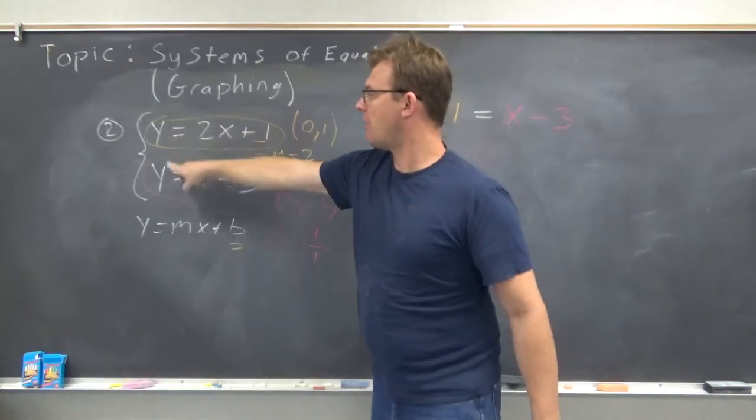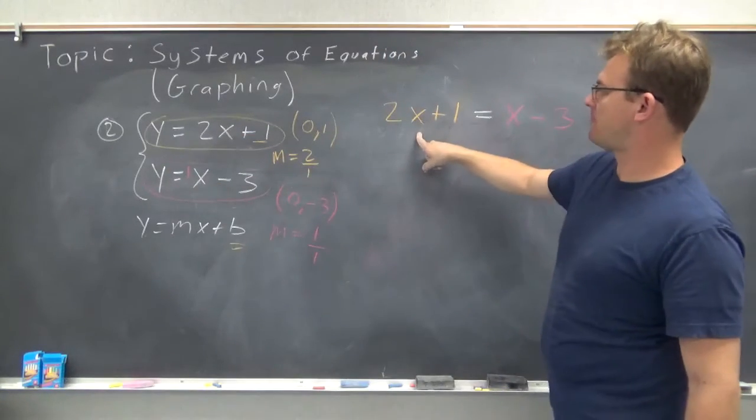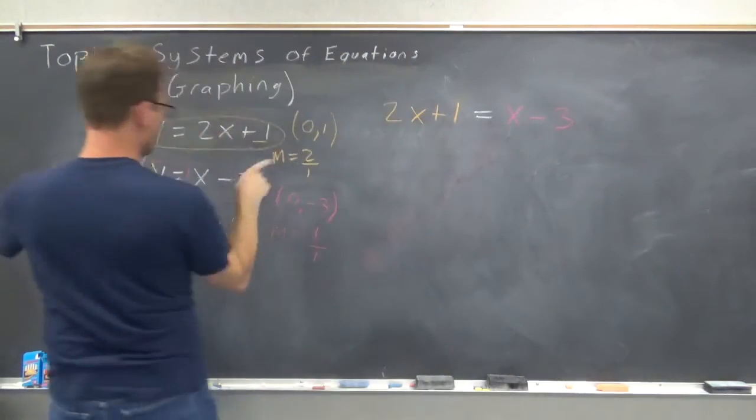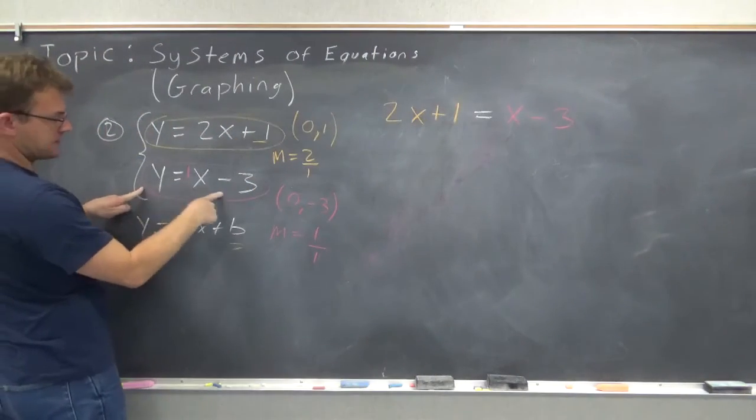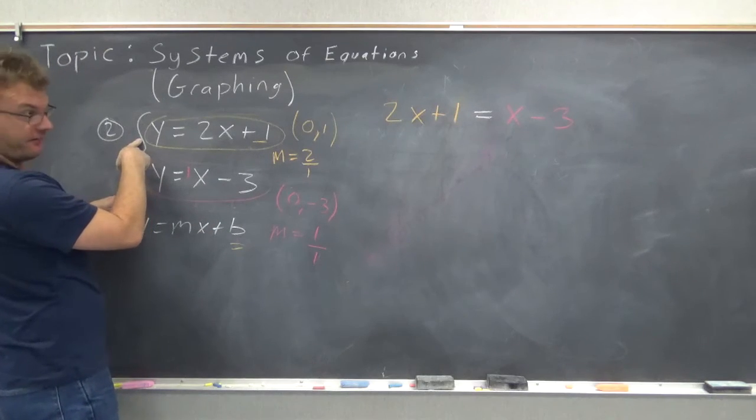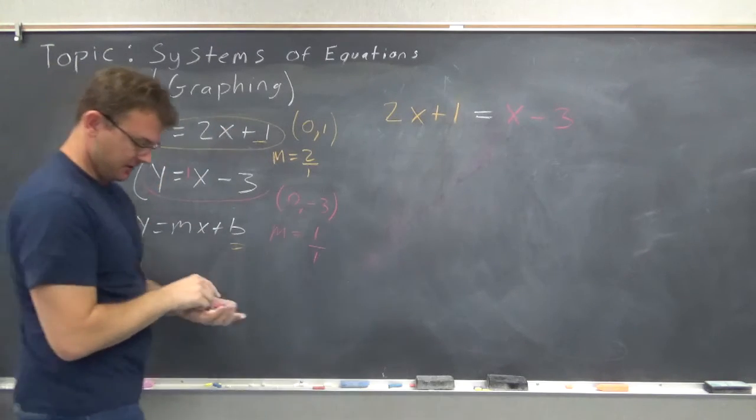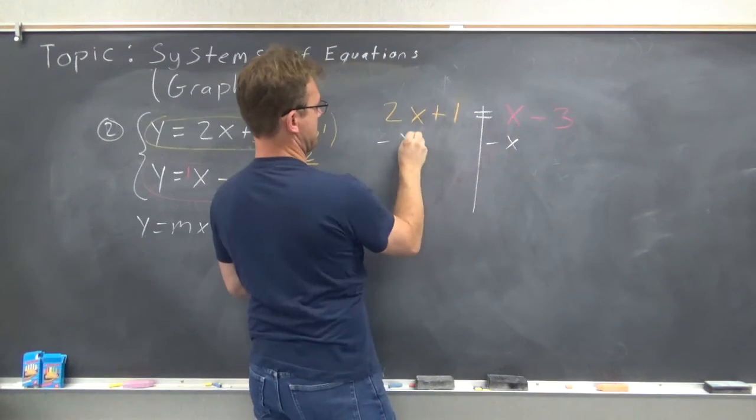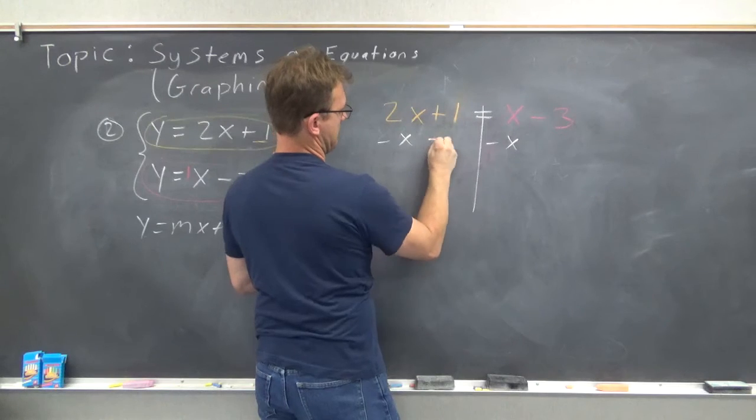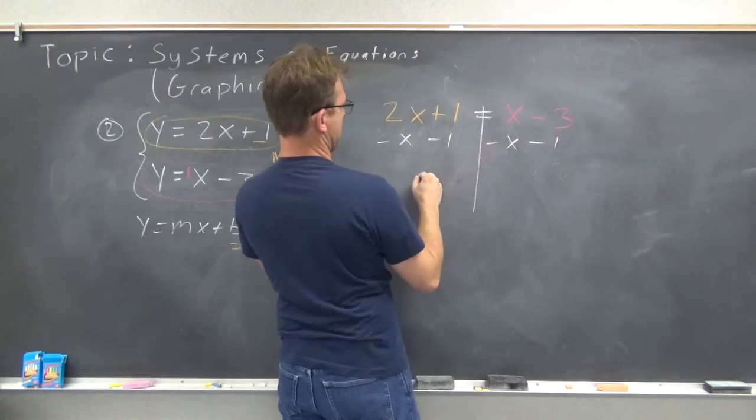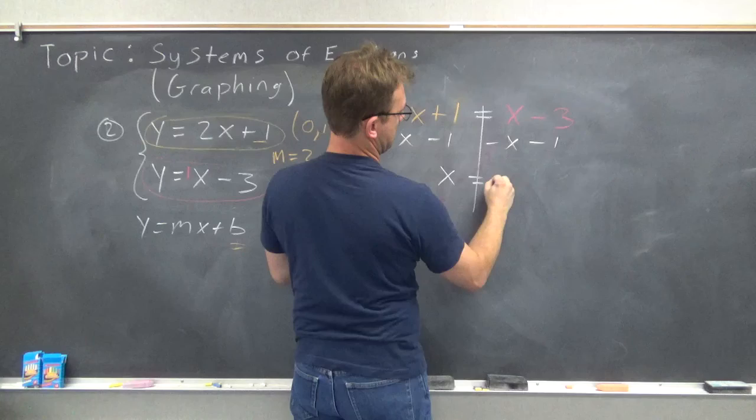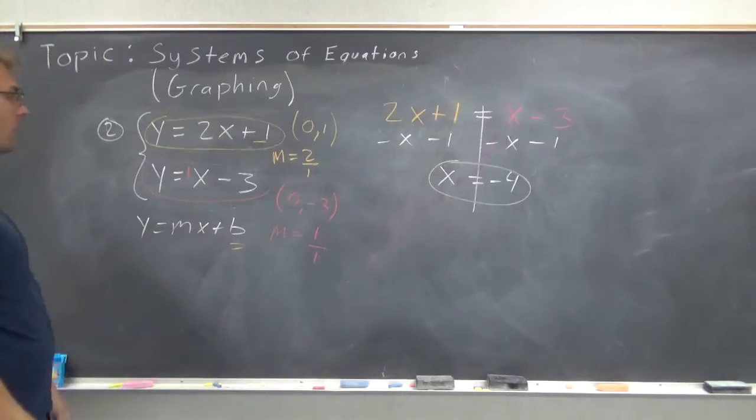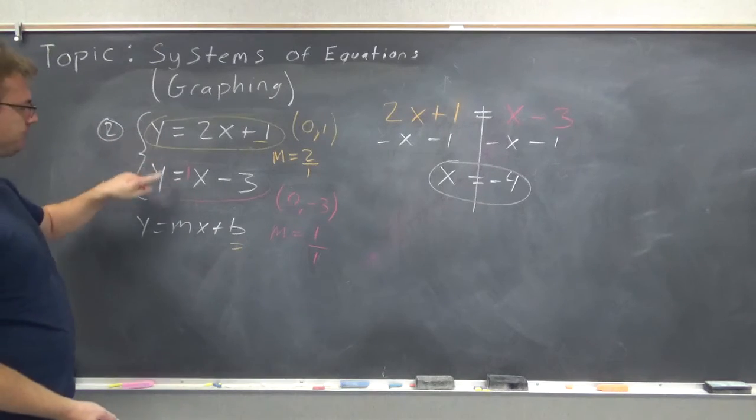Since both of these are solved for y, I just substituted that for here, or substituted that for there. And now solve for x. Then solve for y, using one of the original equations. This one.